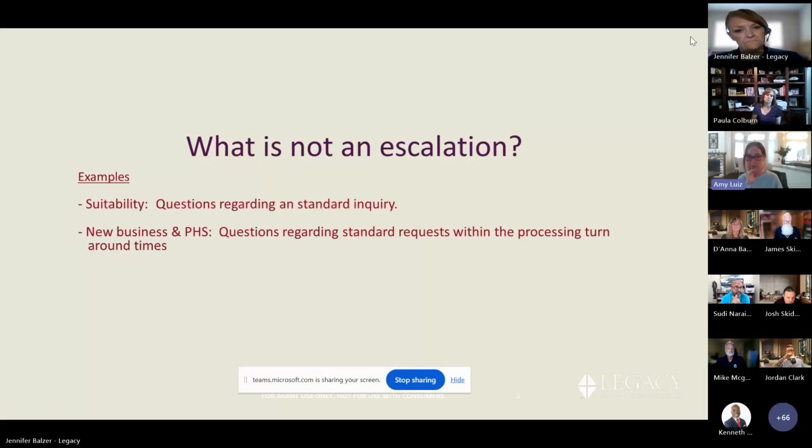And then for new business in PHS, questions regarding standard requests within the processing turnaround times, the ones that Jen had outlined before, as far as PHS turnaround times, claims turnaround times, new business turnaround times. If it's within processing turnaround times, those are not considered escalations. We have to give the proper amount of time for things to be responded to.